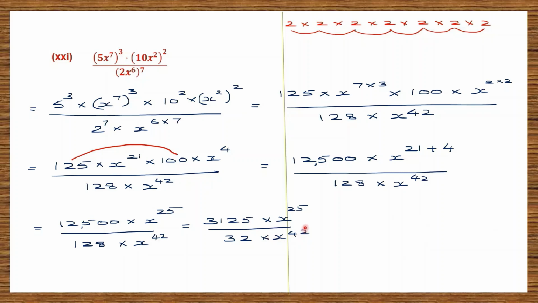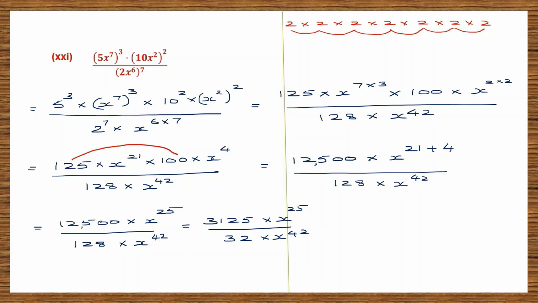Now look at these numbers, x to the power of 25 and x to the power of 42. This is division. So when it is division, since the base is the same, you can subtract the powers. When you subtract, remember to keep the bigger power in the same place and to bring the smaller power down to the bigger number. So what will we have here?